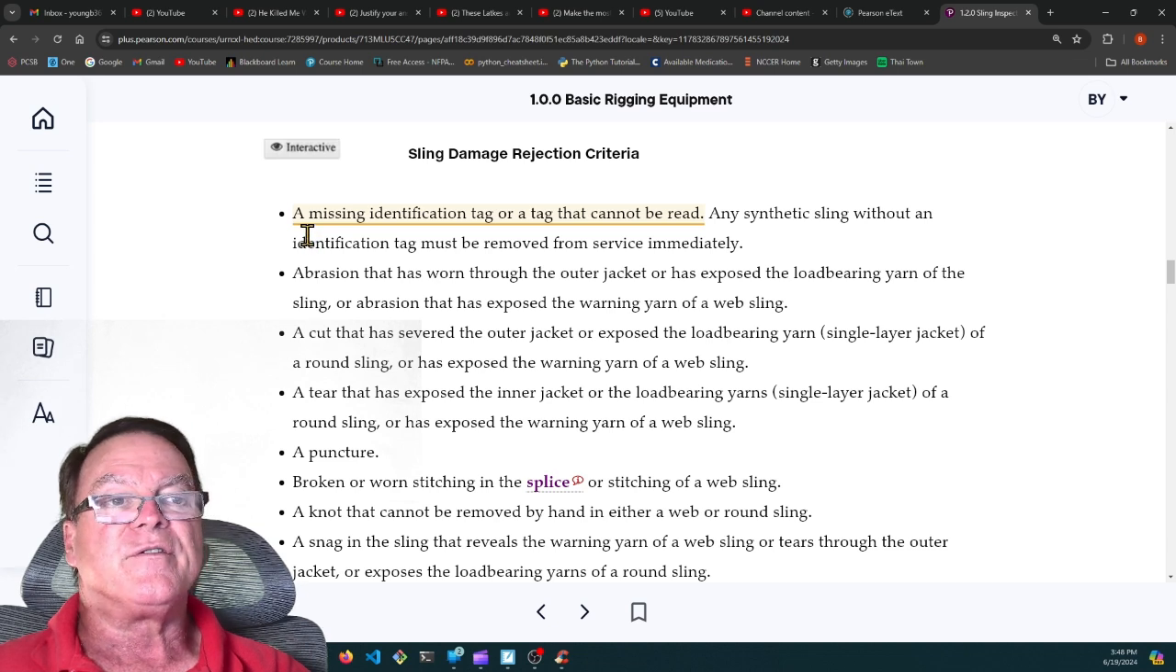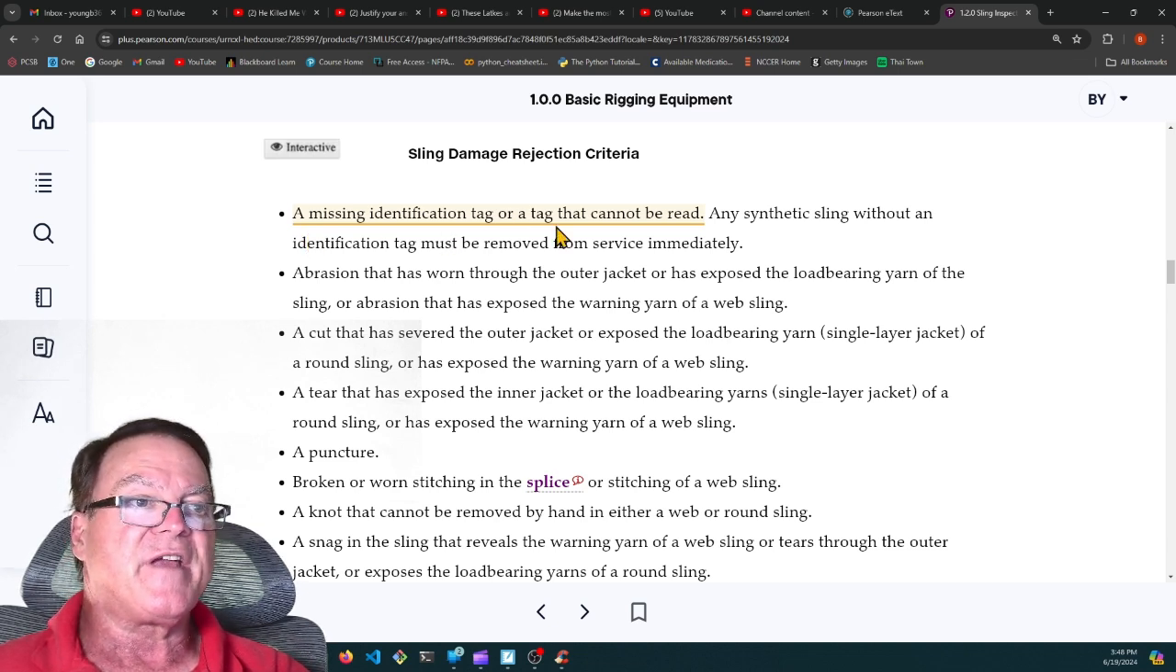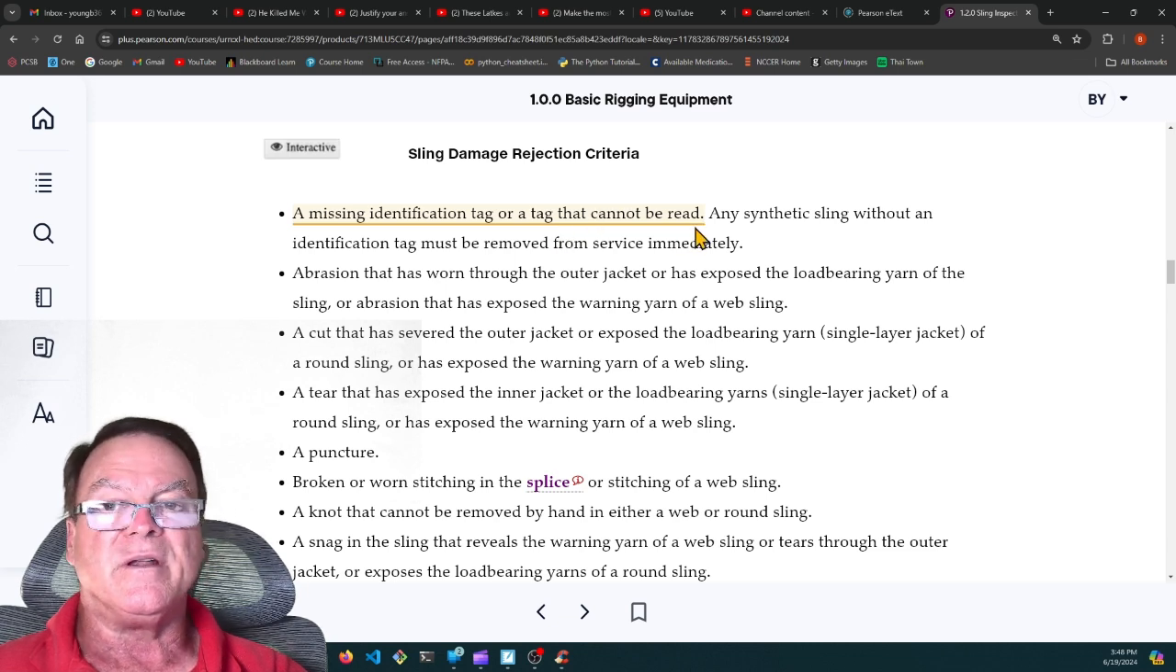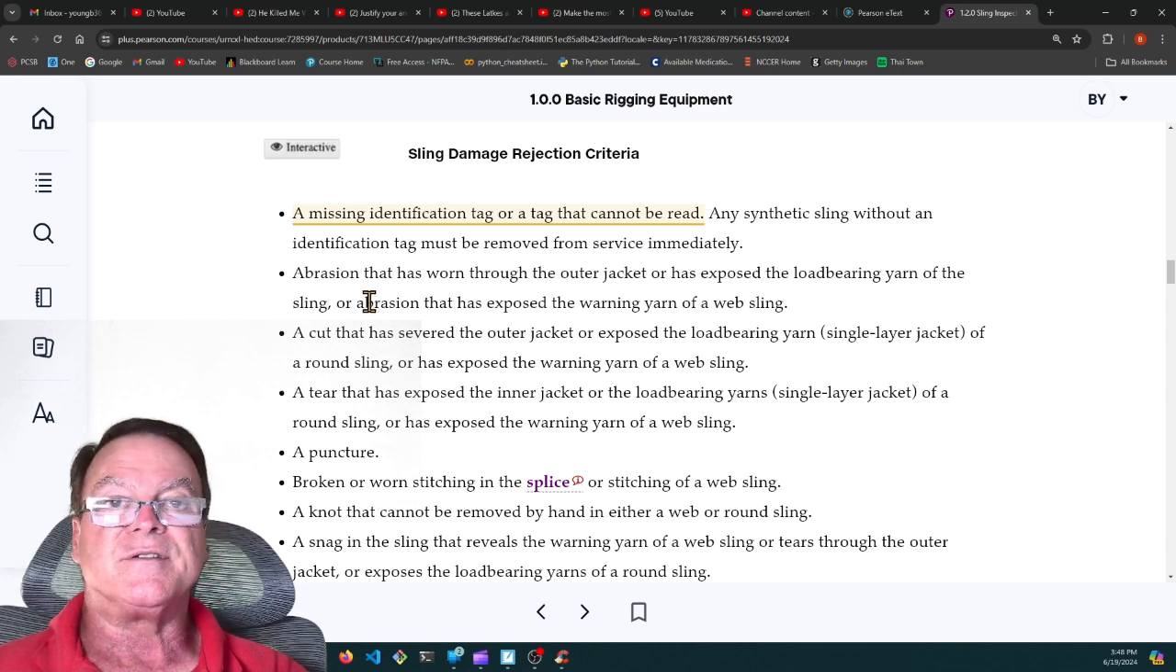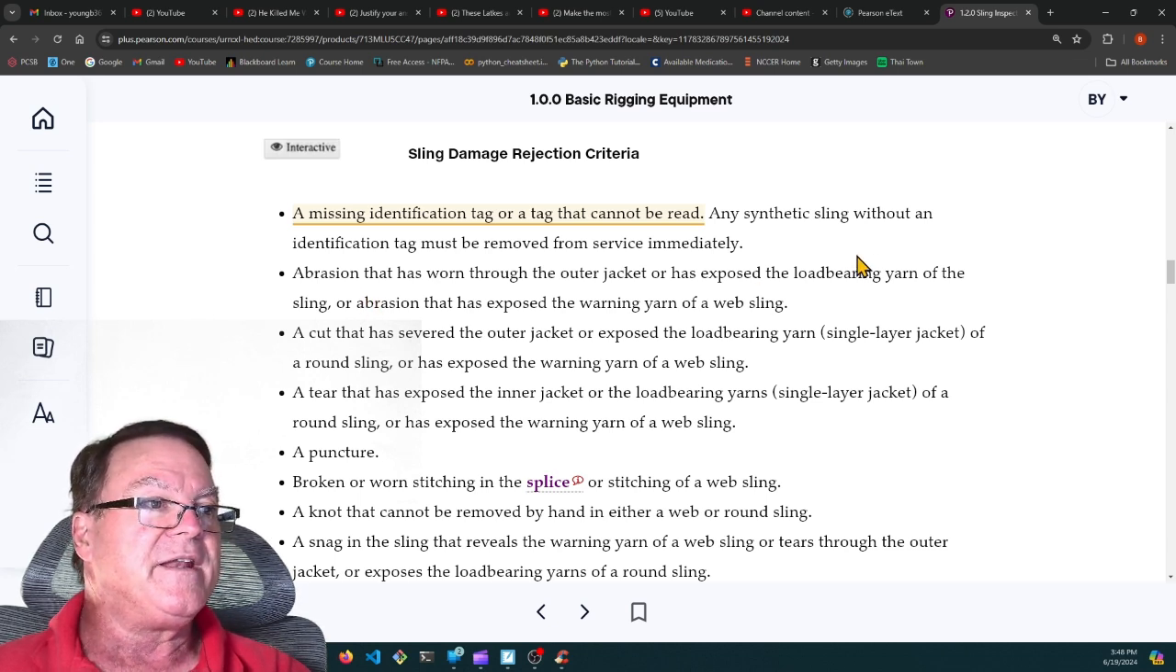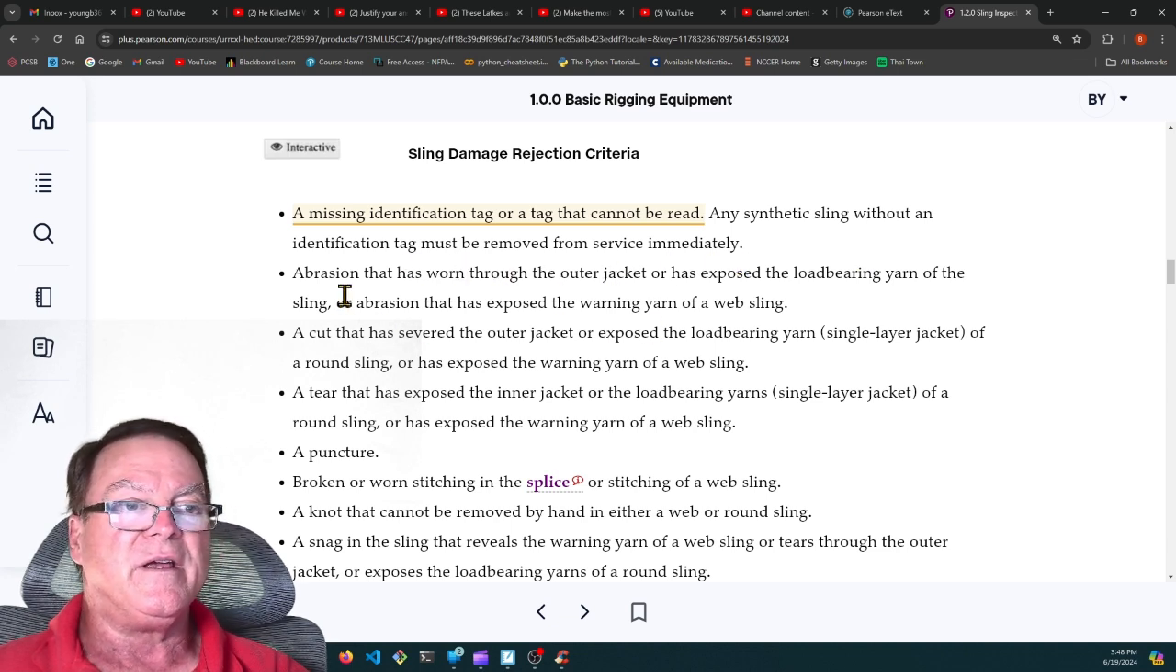Here's the very first rejection criteria: a missing identification tag or a tag that cannot be read. Every sling that is used on a job for lifting has to have a current tag, and it has to be legible. So if the tag is missing, if the tag's been taken off, the sling has to be taken out of service. Any synthetic sling without an identification tag must be removed from service immediately.